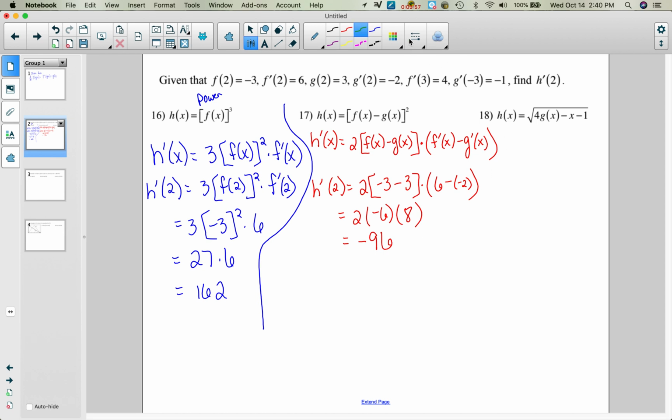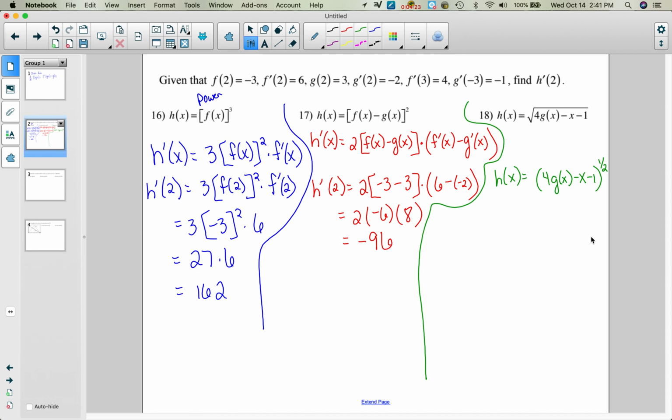Okay, next one. I'm using different colors since I run into everything here. I might do this one down here. First of all, I'm going to rewrite this. H of x equals, let's change this to 4g of x minus 1 to the 1/2 power.